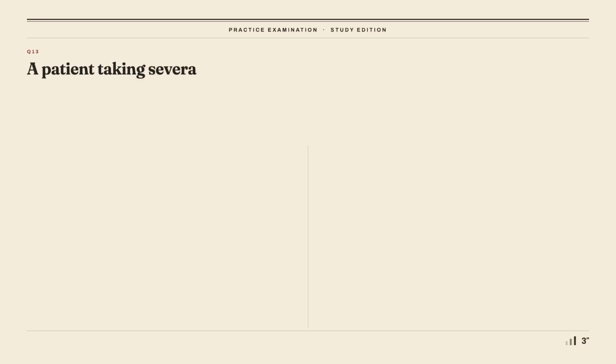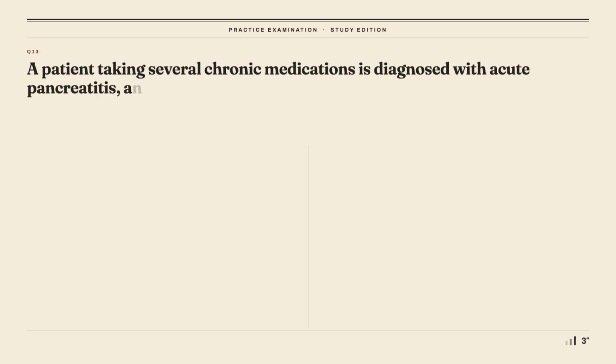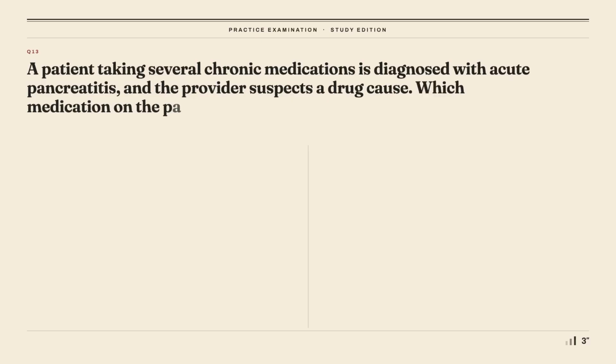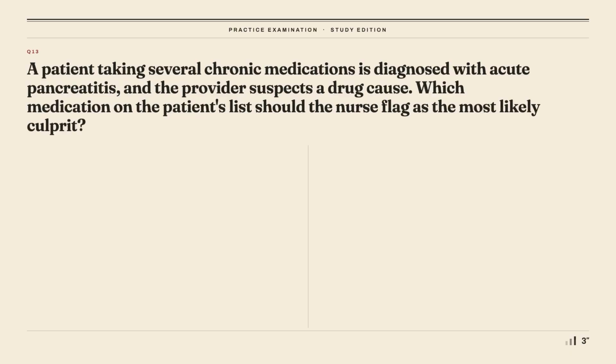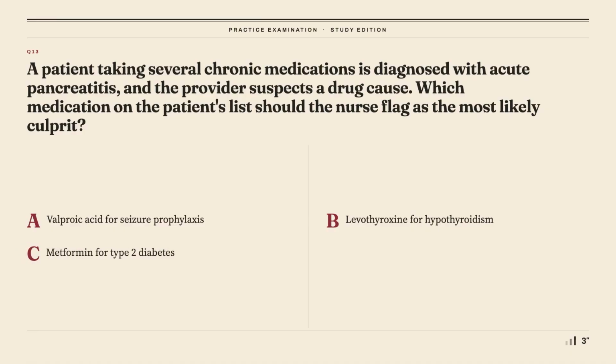Question 13. A patient taking several chronic medications is diagnosed with acute pancreatitis, and the provider suspects a drug cause. Which medication on the patient's list should the nurse flag as the most likely culprit? Your options are A. Valproic acid for seizure prophylaxis, B. Levothyroxine for hypothyroidism, C. Metformin for type 2 diabetes, D. Atorvastatin for hyperlipidemia. Pick one.